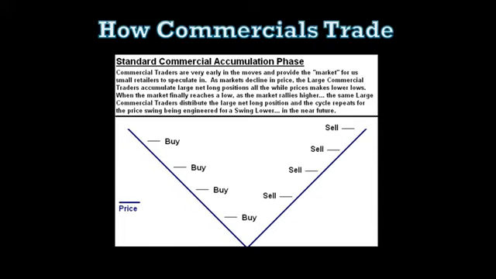As markets decline in price, the large commercial traders accumulate large net long positions, all the while prices are making lower lows. When the market reaches a low of some importance, as that market rallies higher, the same large commercial traders distribute that large net long position, and the cycle repeats for the price swing that they're engineering now for a later swing lower. You see typically over and over again how the commercials will buy into declines and sell into rallies, and they are the entity behind the overall price structure that we trade within.